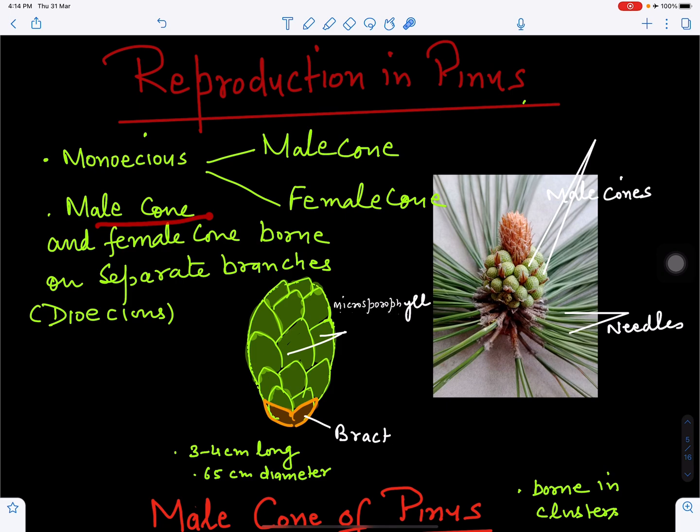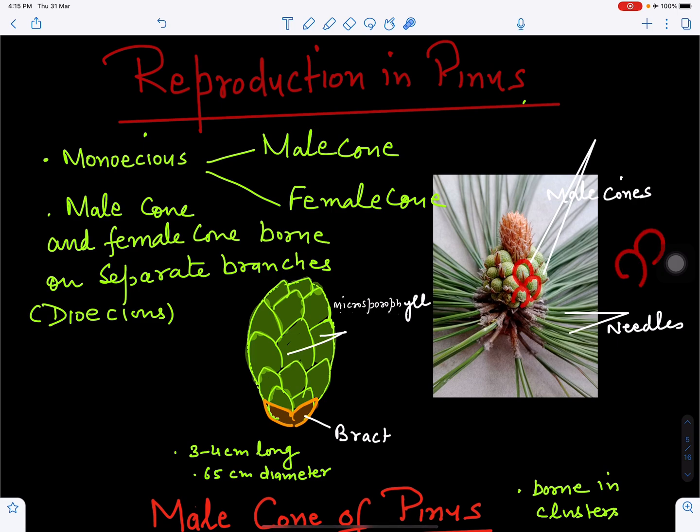Male cone will be borne on the male branch and female cone will be borne on the female branch. So we can say the branches are dioecious. Now, about the female cone we'll discuss in the next video, but in this video we'll discuss only the male cone. Male cones are borne in clusters. We can see here this is one male cone, this is another male cone.